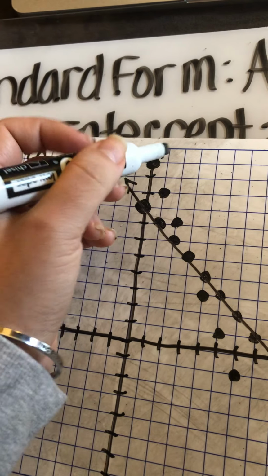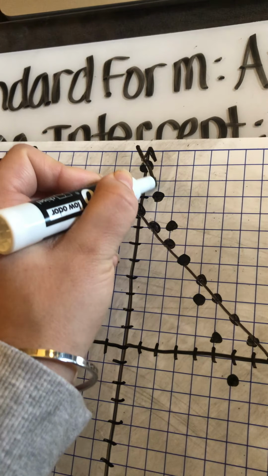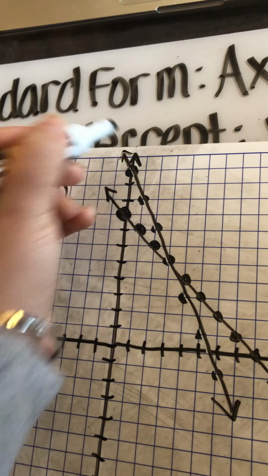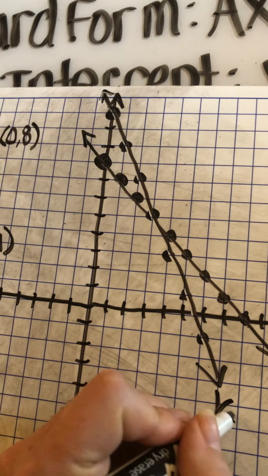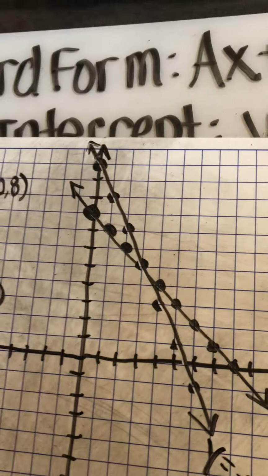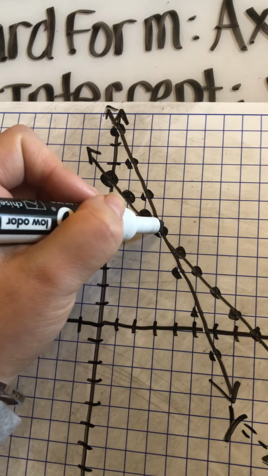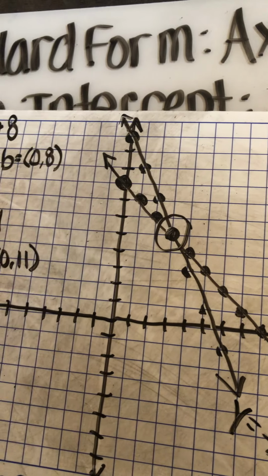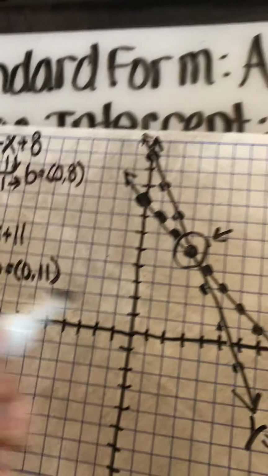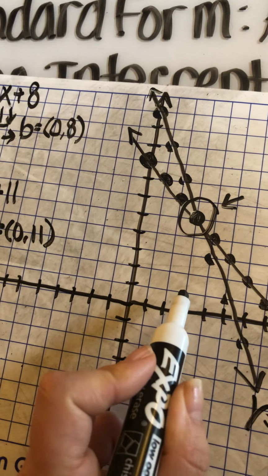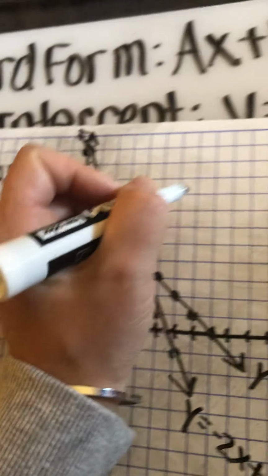Okay, so we connect our points, put arrows, write the equation, and then we will identify our solution. So our solution is going to be this point here, which is the intersection point. You circle it, and then you identify what that coordinate is. So that coordinate would be 1, 2, 3, 1, 2, 3, 4, 5: 3, 5.